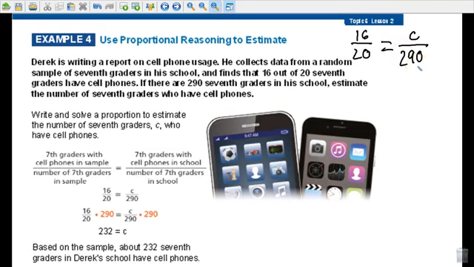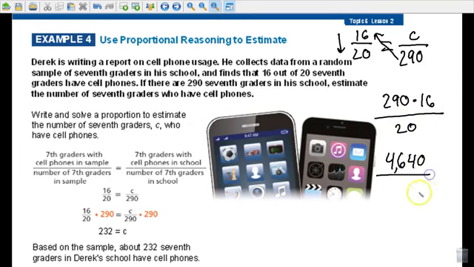And just like we did in the last example, we go 290 times 16 divided by the last number, which is 20. So we rewrite that out. 290 times 16 divided by 20. 290 times 16 equals 4,640. We will divide that by 20. Okay? And when we divide it by 20, we get 232. So it shows us right here in the book, they get 232.